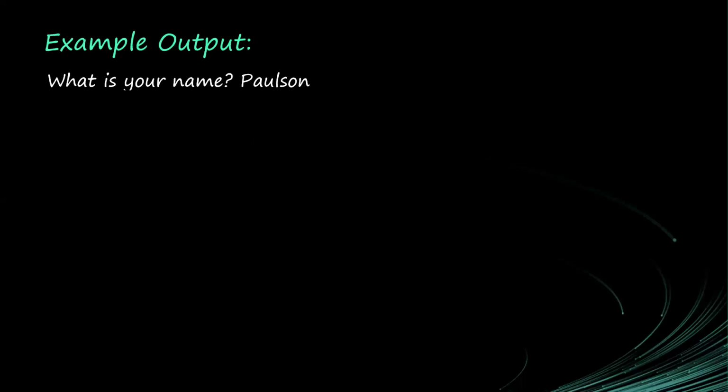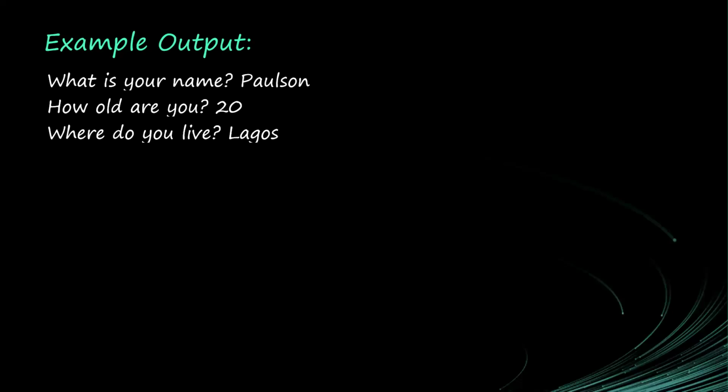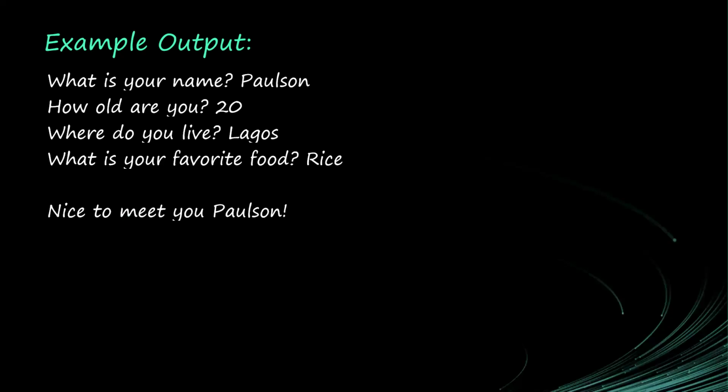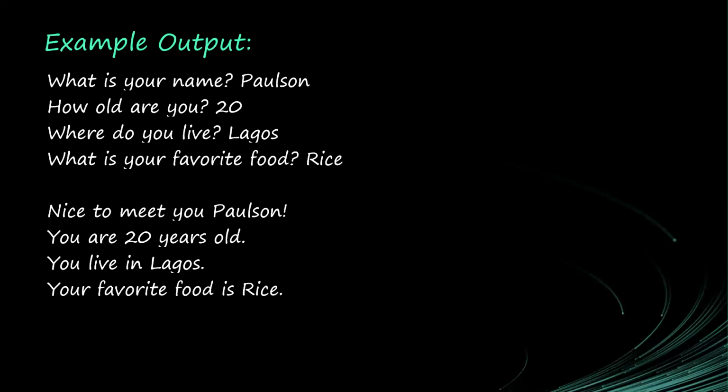Now, this is what the output will look like. What is your name? The user will say Paulson. How old are you? The user will say 20. Where do you live? The user will say Lagos. What is your favorite food? The user will say rice. And then this is what you're going to print out. You will say, nice to meet you, Paulson. You are 20 years old. You live in Lagos. Your favorite food is rice. So this is your assignment.